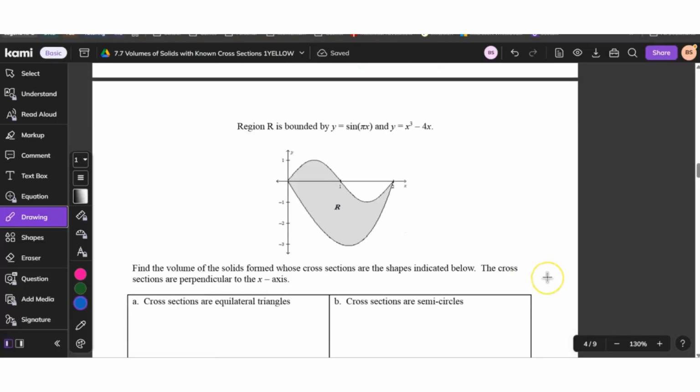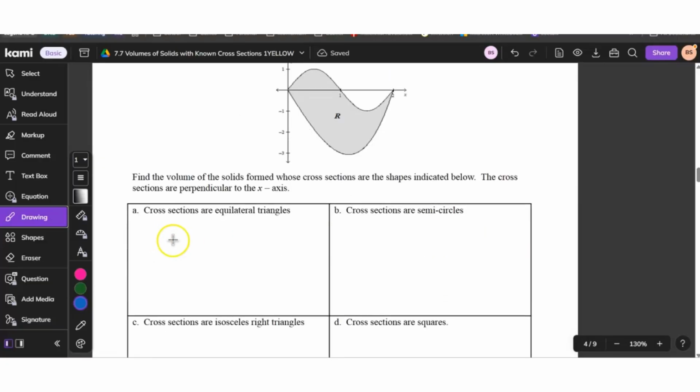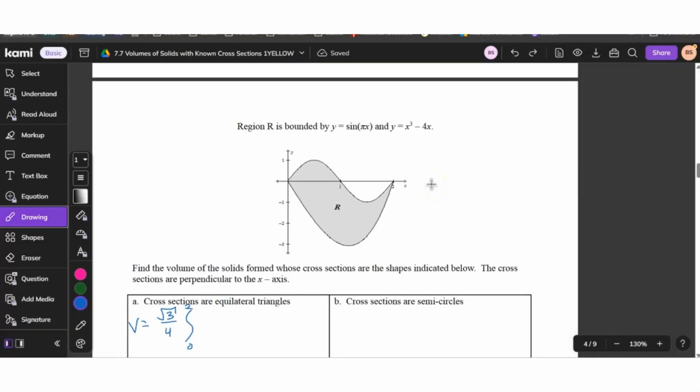Region R is bounded by y equals sine of pi x and y equals x cubed minus 4x. Find the volume of the solid formed whose cross-sections are shapes indicated below. So remember, we're not rotating it this time. We're saying that there are specific cross-sections. So in this case, the first one here, equilateral triangle. Without looking, can anybody remember what's the coefficient? It's square root 3 over 4. Good. And what are our two intersection points here on the graph? It's 0 and 2. Sorry, they were given to us this time, weren't they?